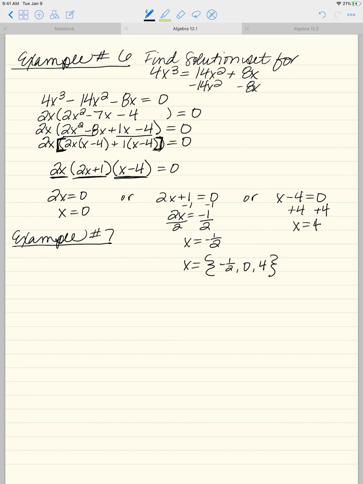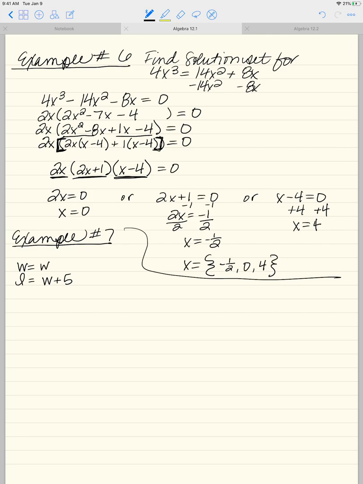So here is example number 7. An architect wishes to design a room for a home addition in which the length is 5 feet longer than the width. If the room needs to be 204 feet squared, find the dimensions. So width is just equal to W, and the length is 5 feet longer than the width. So length is equal to W plus 5.